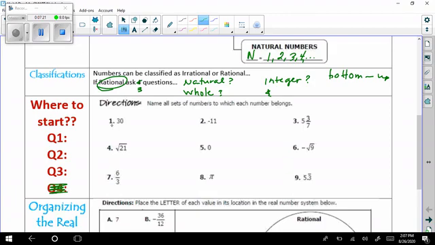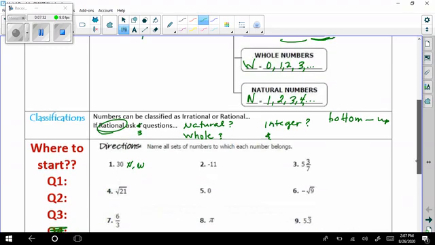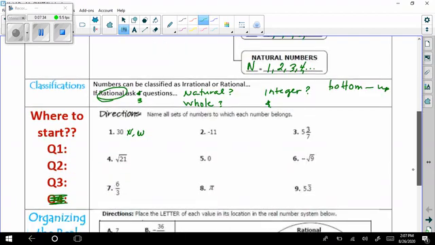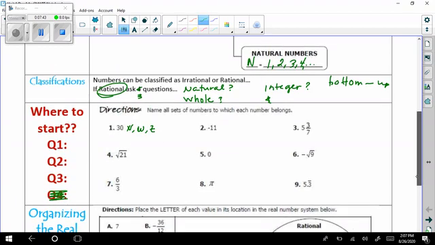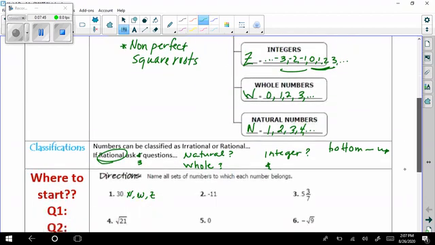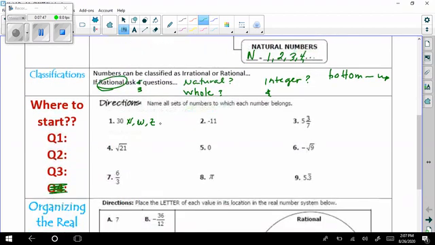Is it a natural number? Yes. So write N. Is it a whole number? Yep. Is it an integer, positive or negative? Yes. Now it's 30, so it's not negative, but it's still an integer. And it is also a rational number. So we can do a little rational number of Q. So I work from the bottom up.